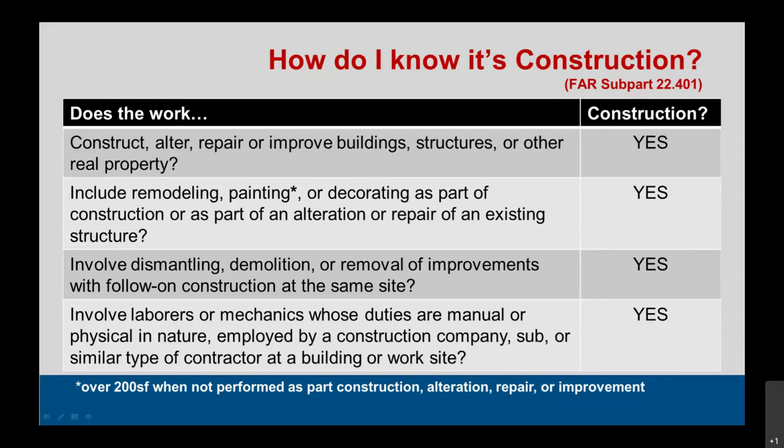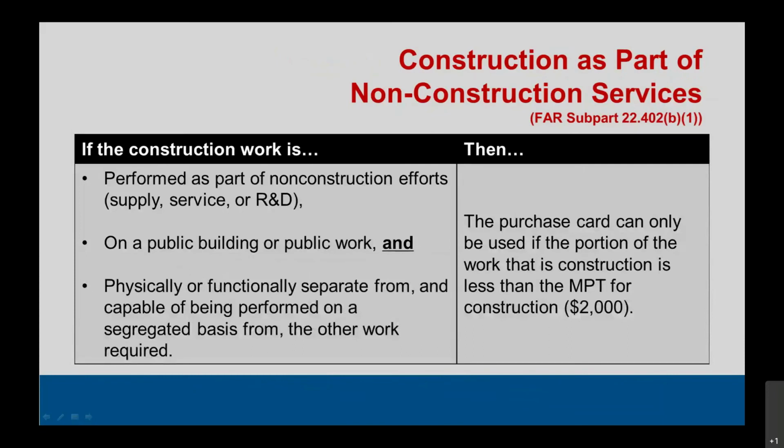If there are services or supplies that are commingled with construction, then we have some other considerations. Non-construction buys, such as services and supplies, can involve some construction work. And even when construction is commingled with other requirements, it can be determined separately from the other known services. We still have to be mindful of the wage rates in construction when it can be severable.